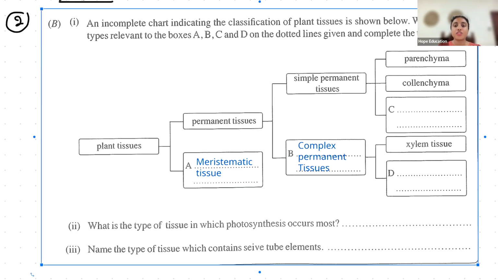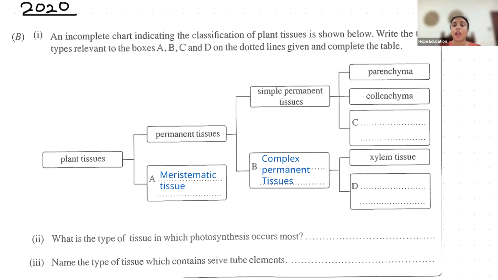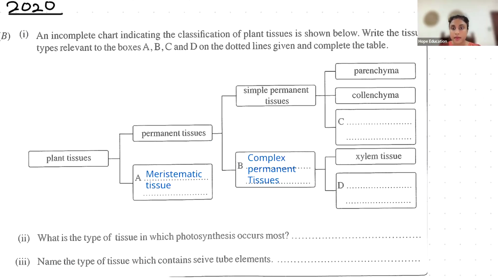Then simple permanent tissues, there are 3 types: parenchyma, collenchyma, and what is C? Others, what is C? Yes, sclerenchyma.